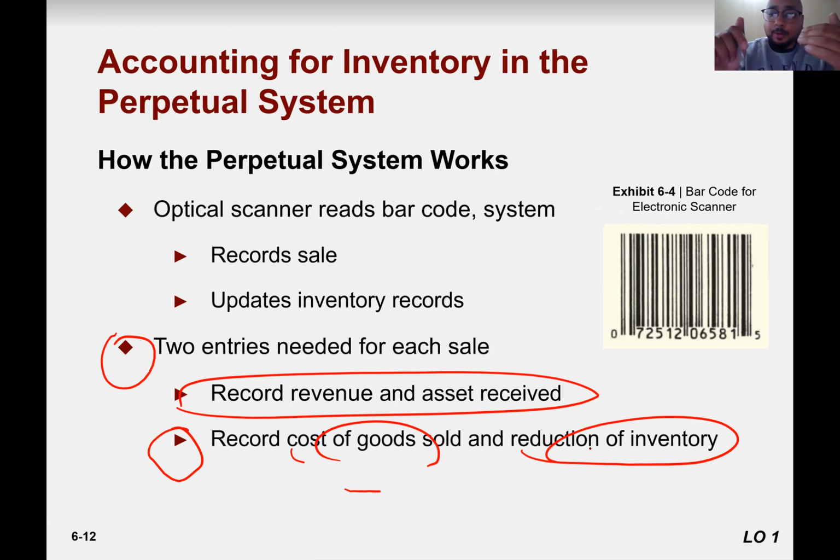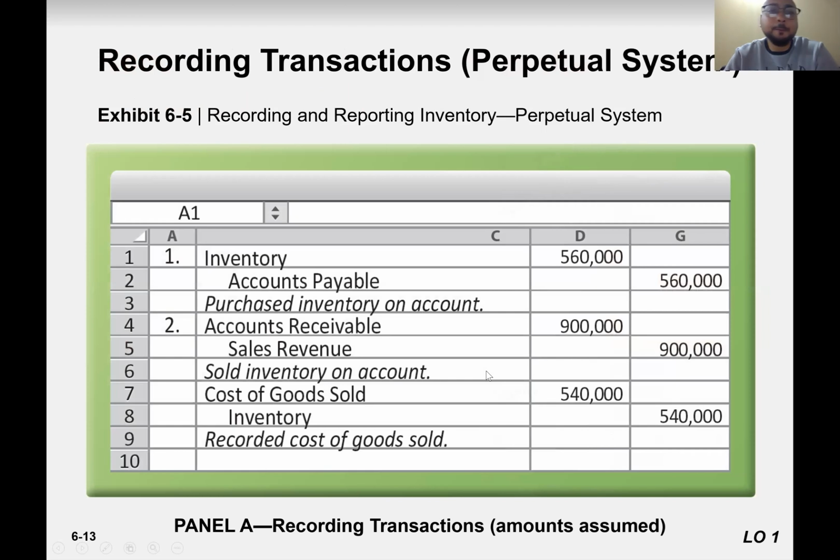So reduction in inventory means reduction in assets. So assets are going to decrease, and cost of goods sold is our expense. So cost of goods sold increases, being a debit. So the entry would be cost of goods sold to inventories, like that. We are going to learn what the accounting treatment is for recording transactions in the perpetual system. So let's just talk about this.